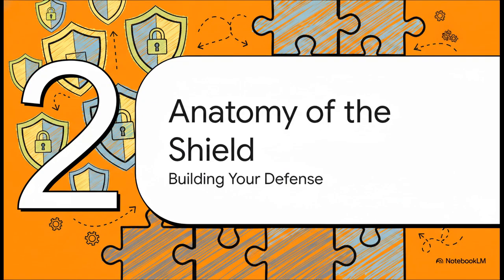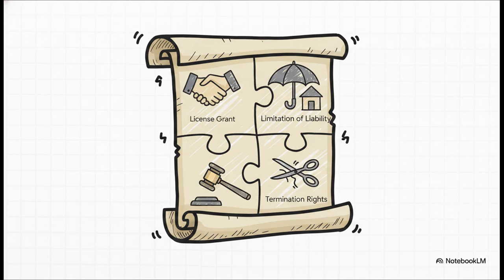Moving on to Section 2, Anatomy of the Shield, Building Your Defense. Let's look at how this framework actually builds out, piece by legal piece, to make your business impenetrable. Okay, so your shield must explicitly outline the rules of engagement. First off, you need a clear license grant detailing exactly who can use the service and how. Crucially, you also need a limitation of liability clause. Guys, this is absolutely vital. If your platform goes down or if there's, say, an accidental data loss, this clause limits your legal exposure so a simple server outage doesn't literally bankrupt your company. You also need to define governing law, which just means which jurisdiction handles any disputes, and termination rights, which gives you the ultimate power to just cut off access if a user misbehaves.